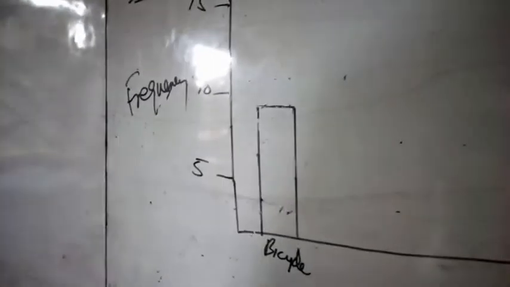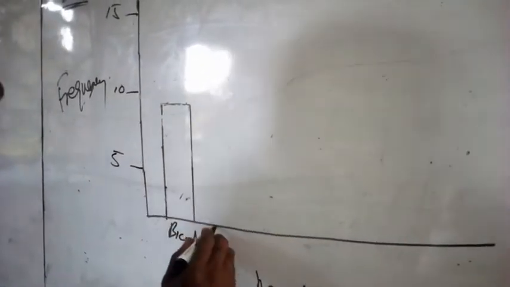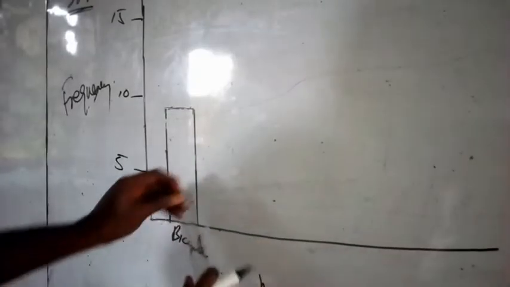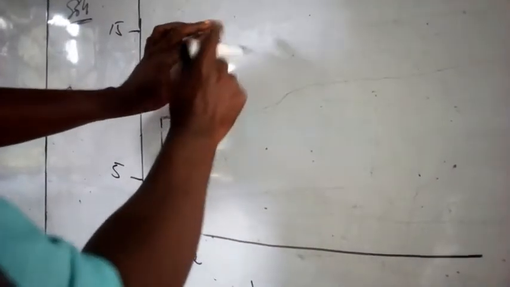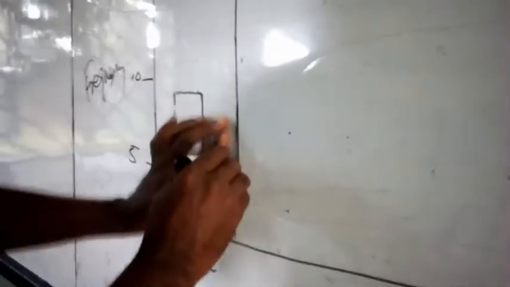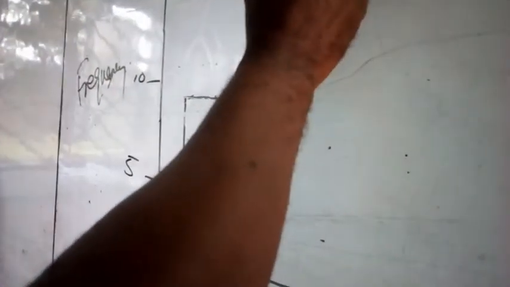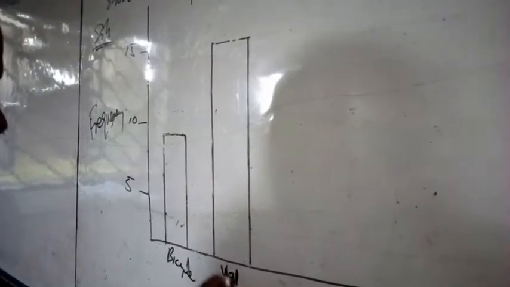Now the next method is walking. Then the space between this horizontal line and this must be equal to this one. So I must measure it to make sure that they are equal. So I make it here. Then the next one is 15. So I have to pick from 15 down. Good. That is walk. Those that walk to school.